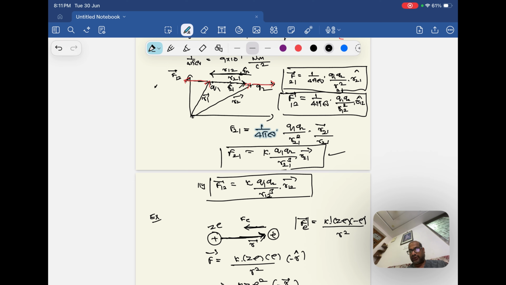Integration by dividing a particular distribution of charge, either linear or surface or volumetric distribution. We take small elements and then we extend the concept that we see in the next video. Okay, now a simple numerical.